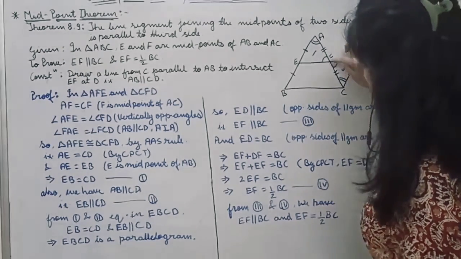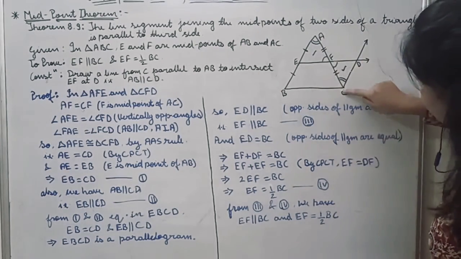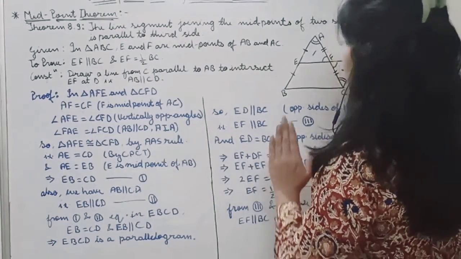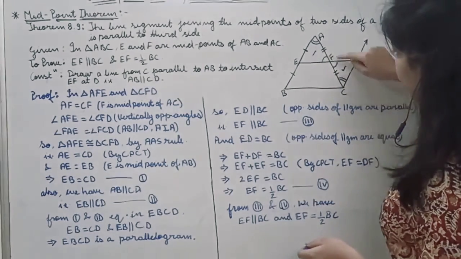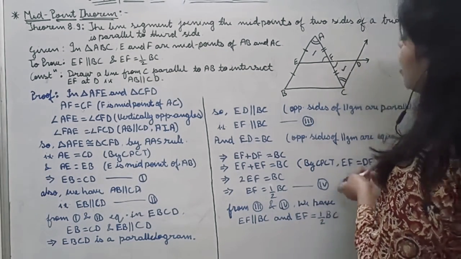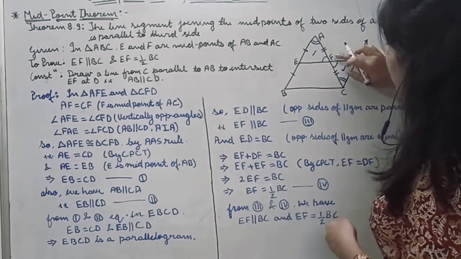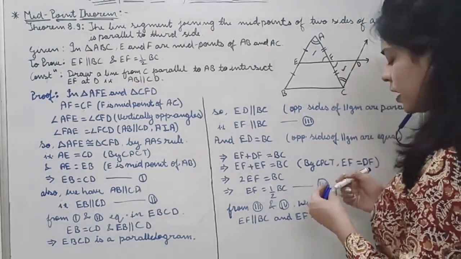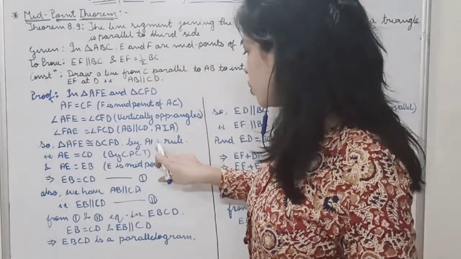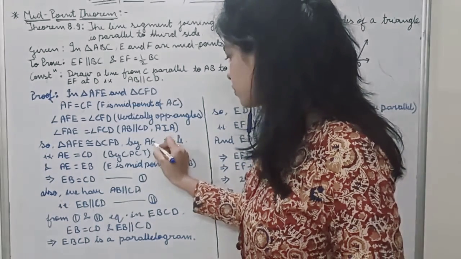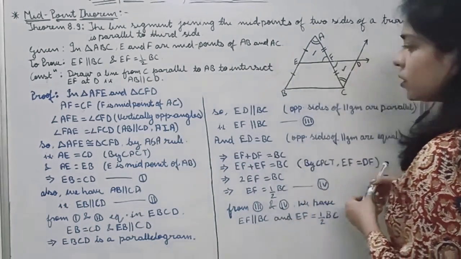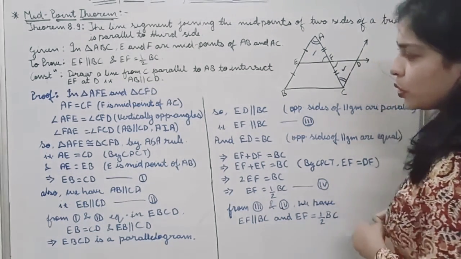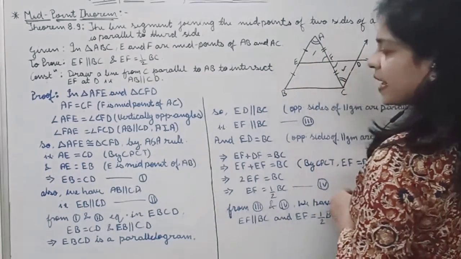So angle FAE is equal to angle FCD because AB is parallel to CD and they are alternate interior angles. Okay, so now in this triangle and this triangle, triangle AFE and triangle CFD, what we got? We got angle side angle and angle side angle equal. So by angle side angle rule, the two triangles, triangle AFE and triangle CFD are congruent. These two triangles are congruent by ASA rule.